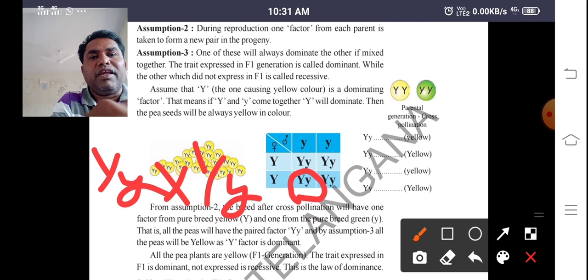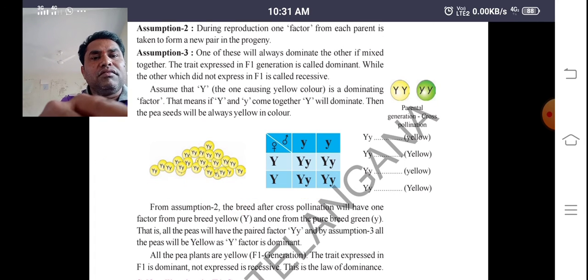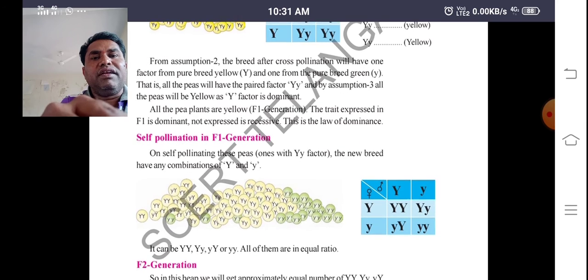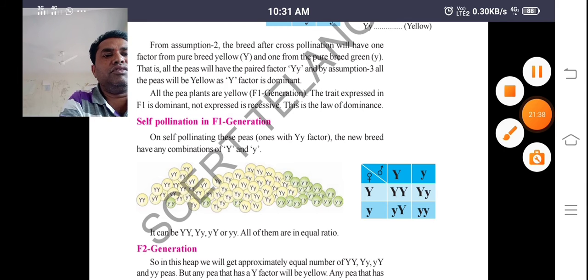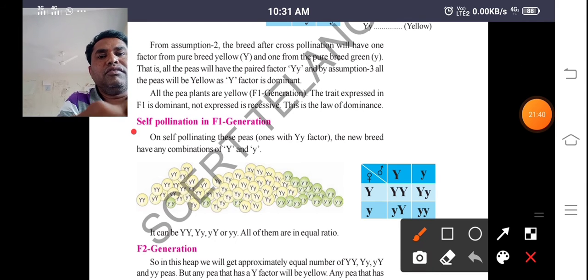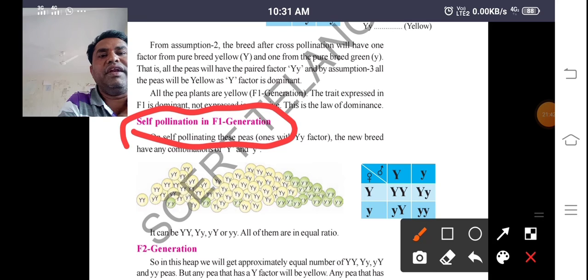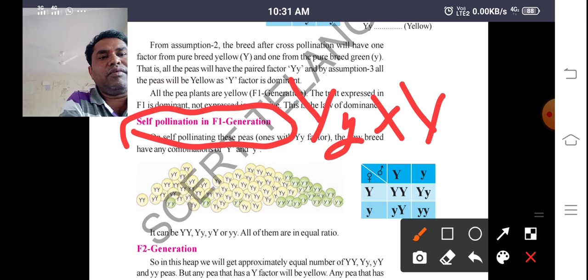Capital Y and small y, capital Y and small y. So all are yellow, but here the genes are different. Now when we cross, we get self-pollination of the F1 generation. You have to keep this in mind. We are self-pollinating the F1 generation, which means capital Y small y crossed with capital Y small y. So we are crossing now.